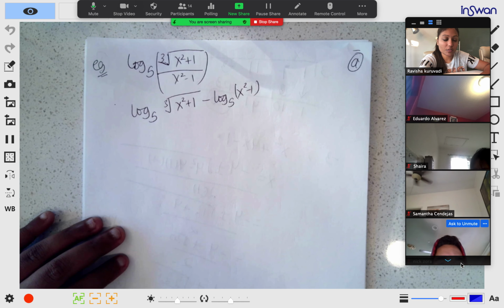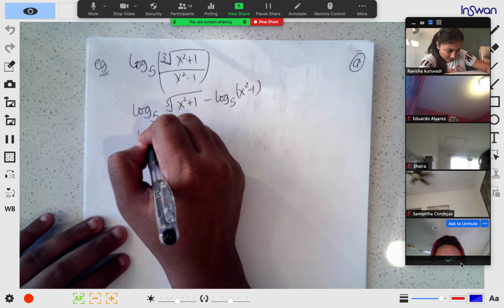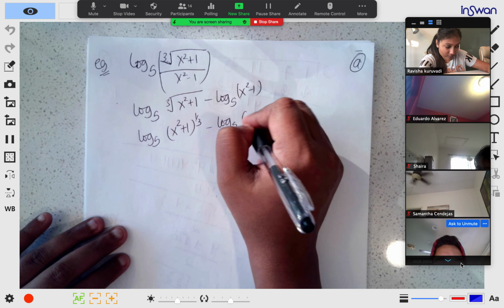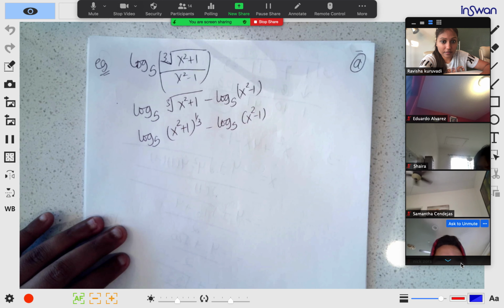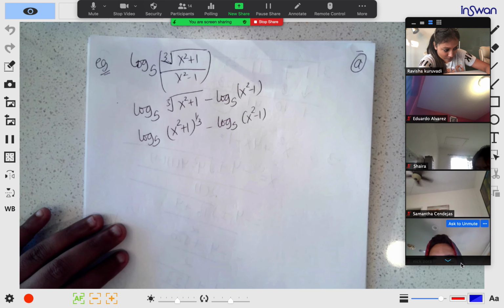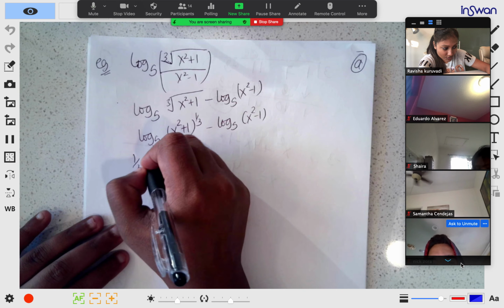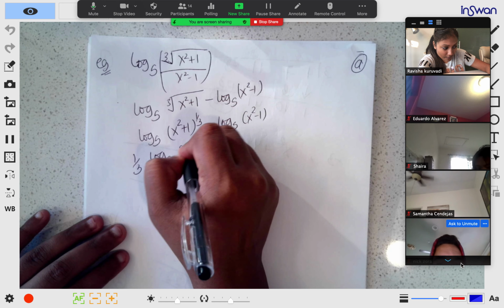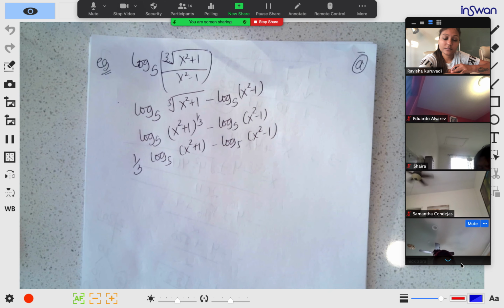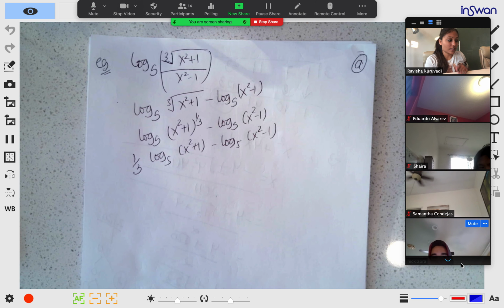And then what's the next step? Can you expand further? The cube root turns into a 1/3 exponent. So it's log base 5 of x squared plus 1 to the 1/3 power. What's the next step? The 1/3 power goes in front of log base 5. You get 1/3 log 5 x squared plus 1 minus log 5 x squared minus 1. What's the next step? I believe that's it. You cannot do it further, because it's addition or subtraction inside. You don't know anything about that. So that's your answer.